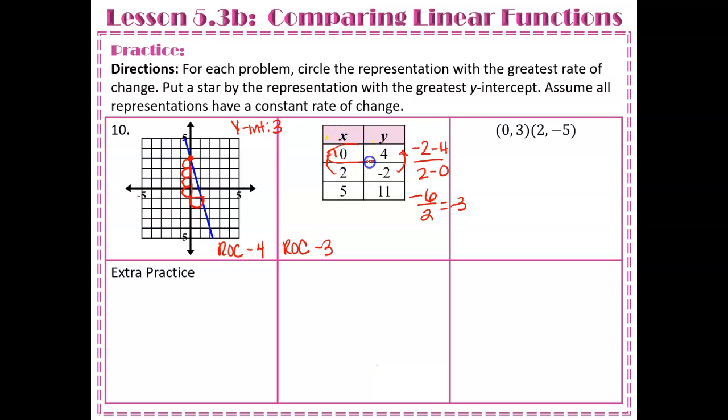Here's my y-intercept paired up with the x there. So my y-intercept is 4. Here are my two ordered pairs. We're going to use the wine glass formula again. So I have -5 minus 3 over 2 minus 0. So I have -8 over 2, which is a rate of change of -4.